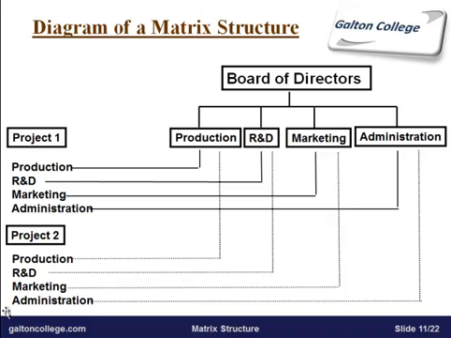So in that sense, it's a sort of product-based structure, and it's also matrix. It's matrix in the sense that it's sharing the individual departments. You can imagine within the production department, some of its output is now channeled towards project 1, some of its output is channeled towards project 2. So it's matrix in that sense. There are two lines within each department.